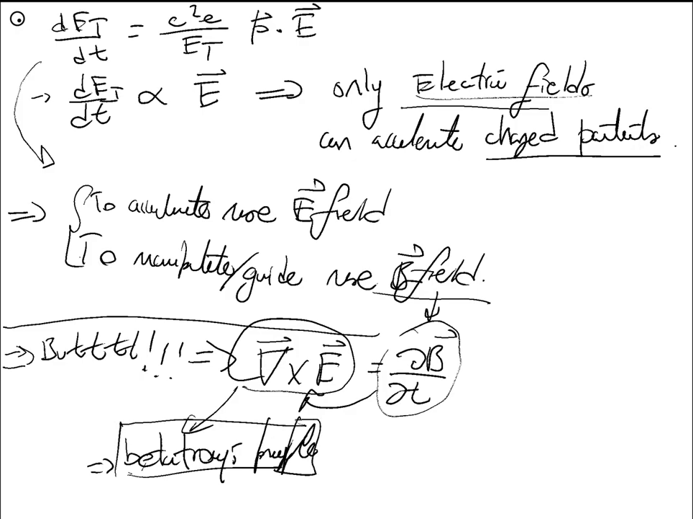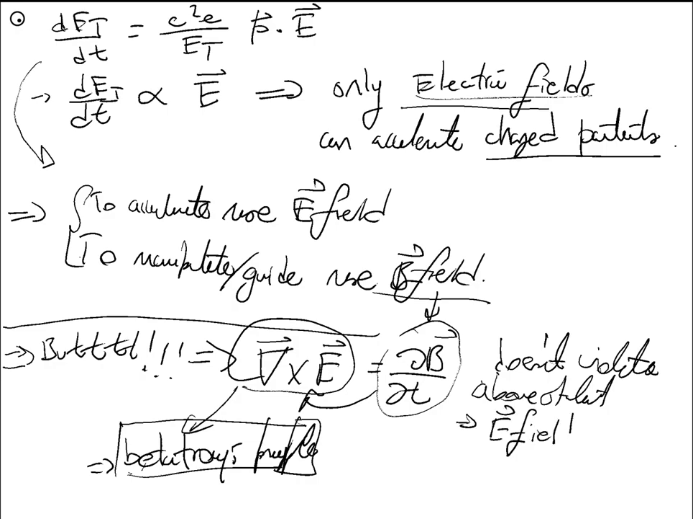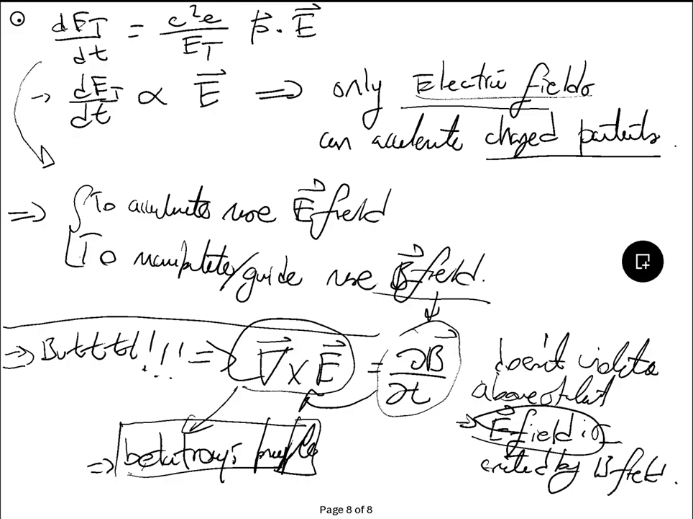But this doesn't violate the above statement, because the E field is created by the B field. So in the end we have an E field, so we're just going to create an E field to accelerate, which is cool. Yes, this is kind of the ending of the intro slash test video.